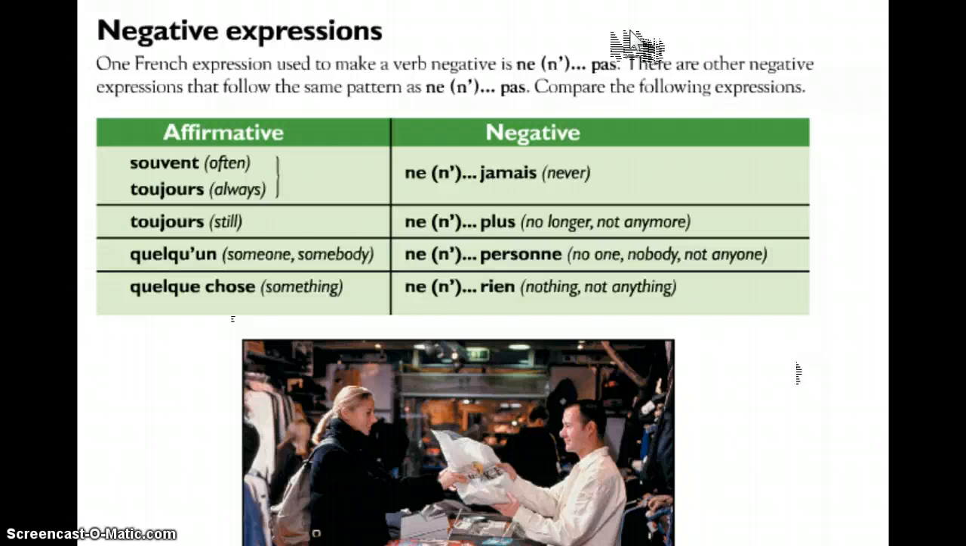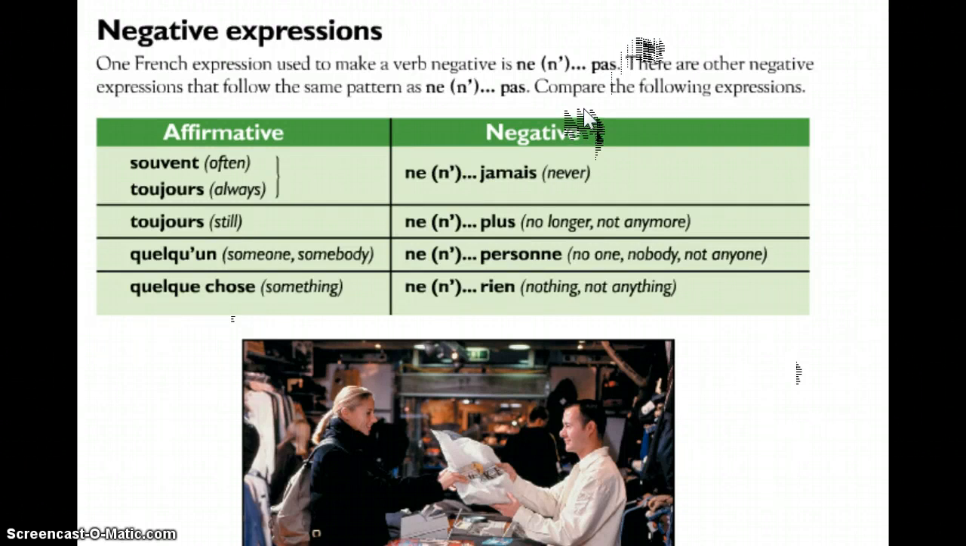Souvent is often, and toujours is always. The opposite of that would be saying never. Je ne chante jamais. I never sing. Toujours is always or still in some cases, and the opposite of that would be no more, or no longer, or not anymore, which is ne plus. Je ne chante plus. I sing no more.